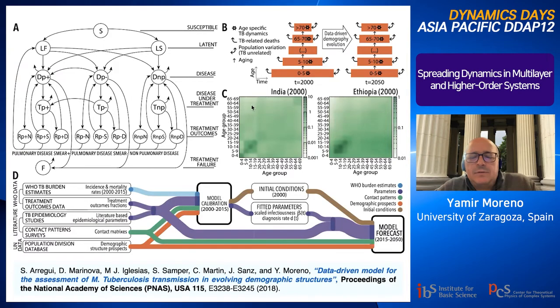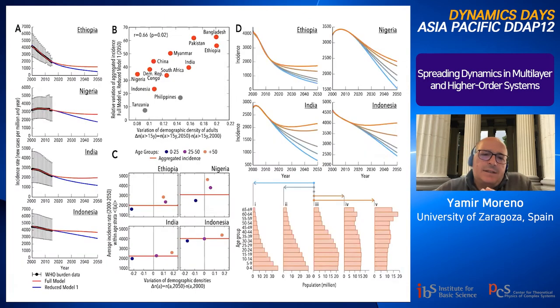Most importantly, for what we were discussing, the disease is highly dependent on age, so you need to take these contact matrices into account. What we did here was to develop a data-driven model in which you fit a mathematical model to a lot of data to adjust parameters, and then you can do forecasts. These forecasts, of course, depend on the country, as you can see here, and not only on the country, but also on how the population demography will evolve. These five scenarios here depend on how this evolves.